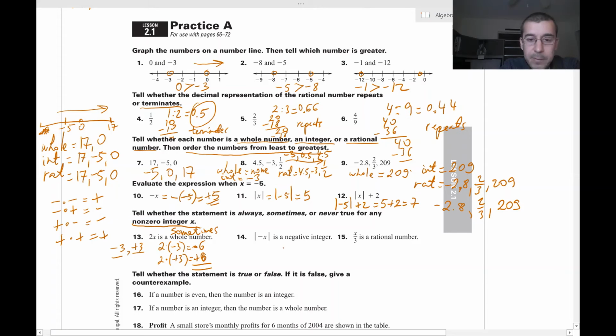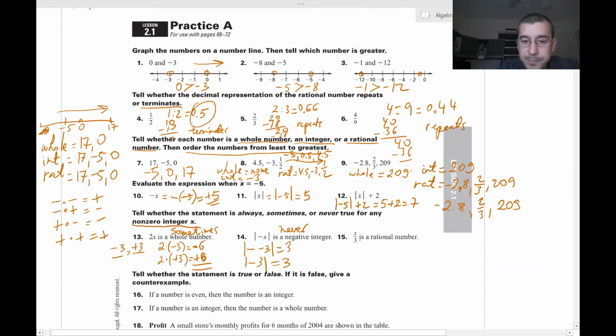All right. Next one, absolute value of minus x is a negative integer. Okay, so let's do minus, and then x is minus 3. And then you can have minus, and then x is 3. We know that absolute value of a negative or a positive number is always a positive number. So this is always a positive number. So absolute value of minus x is a negative integer. This is never true, because absolute value of any number, positive or negative, is a positive number. So this is never true.